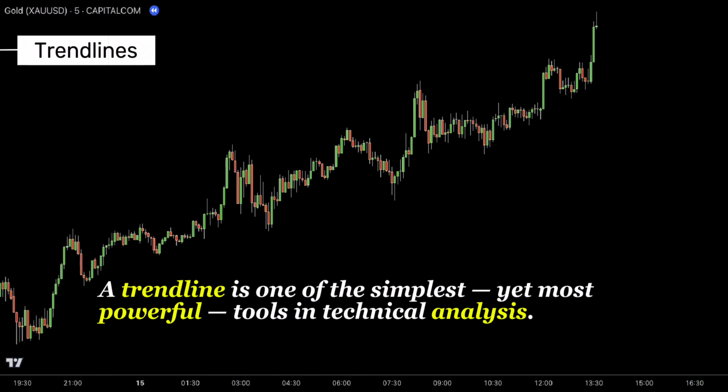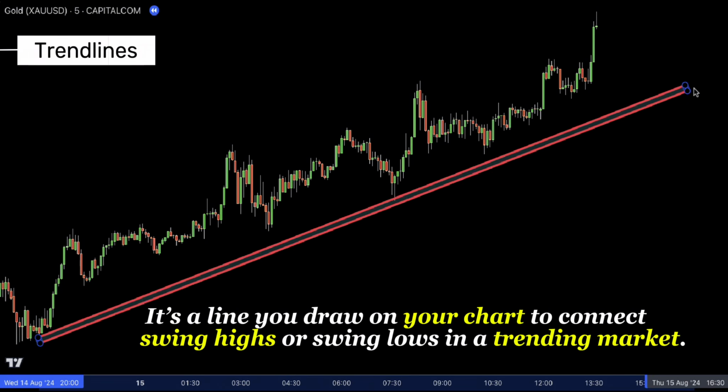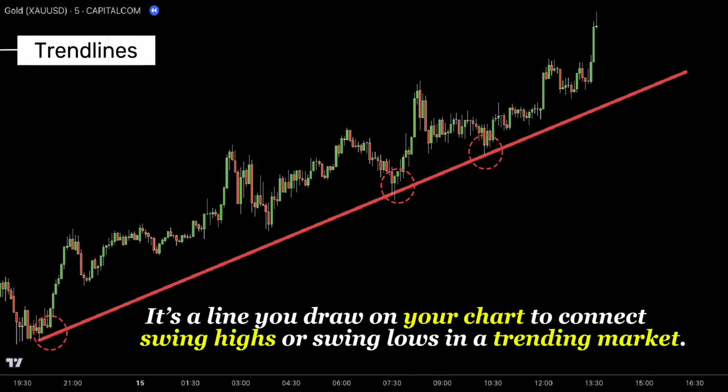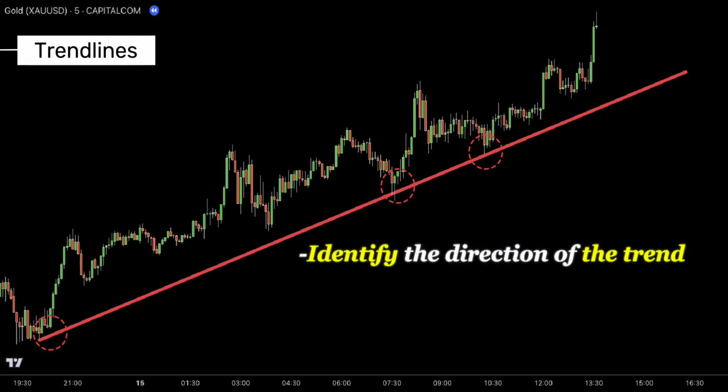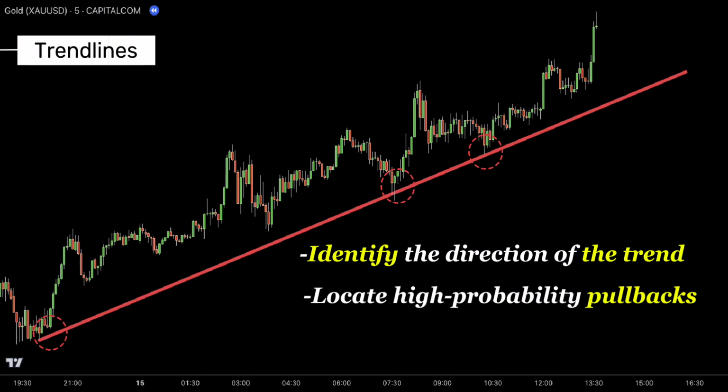Let's break it down. A trendline is one of the simplest yet most powerful tools in technical analysis. It's a line you draw on your chart to connect swing highs or swing lows in a trending market. Trendlines help you identify the direction of the trend, locate high probability pullbacks, and confirm entries.